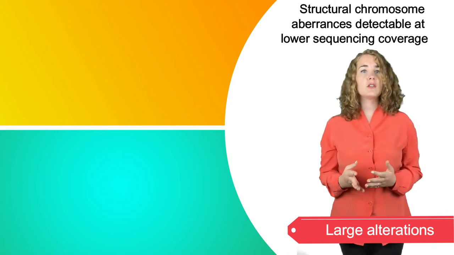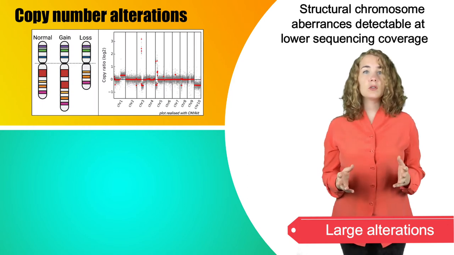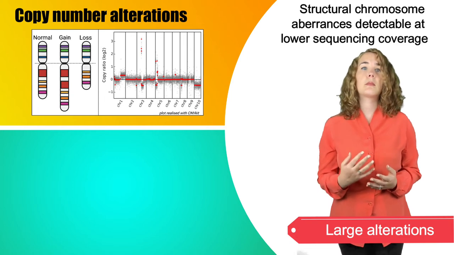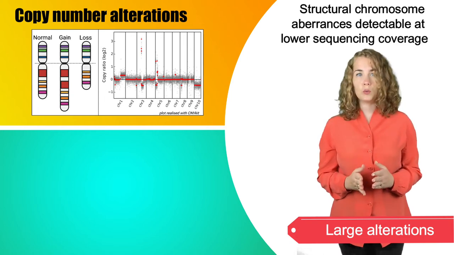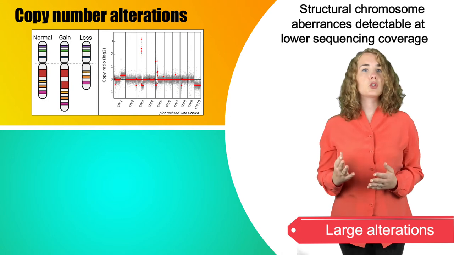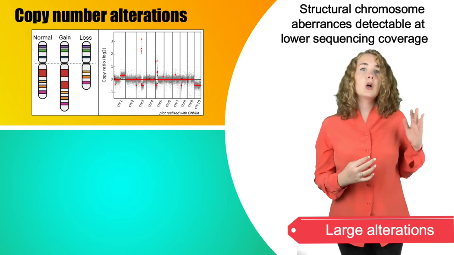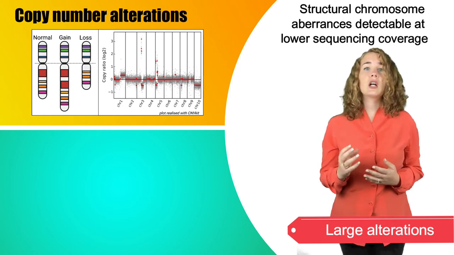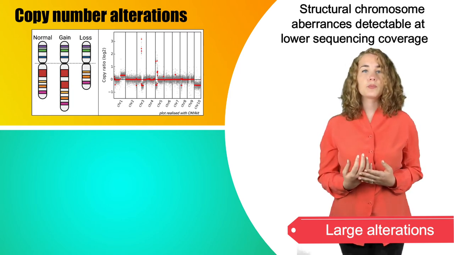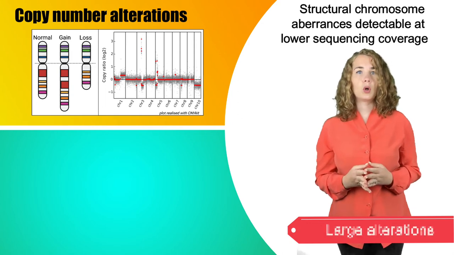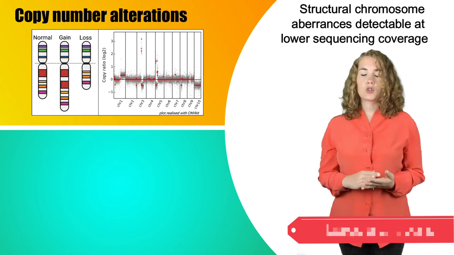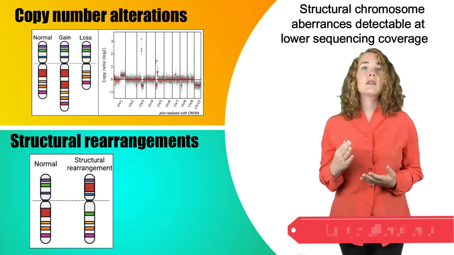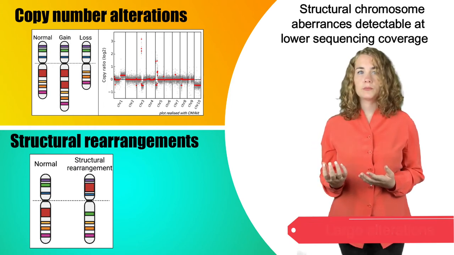These large alterations include copy number alterations, which happen when a portion of the genome is present in an abnormal number of copies, not two. These are identified as portions of the genome undergoing gain or loss of a stretch of DNA and are detectable as local changes in sequencing depth relative to a normal control. We could also have structural rearrangements, which is when a portion of the genome is located in a different location.